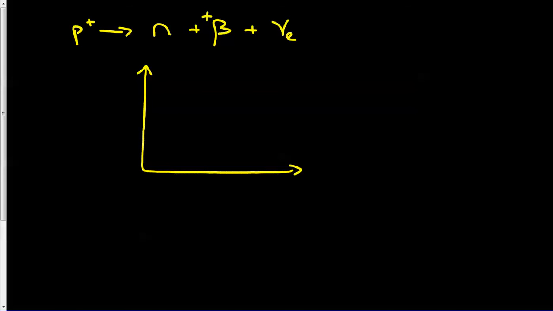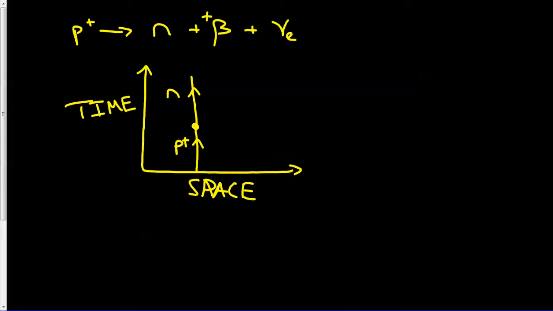Okay, so let's take a look at what that Feynman diagram would look like. So we have space on the x-axis, we have time on the y-axis, we have a proton that is stationary coming into the first vertex, and it's decaying into a neutron. And the messenger particle for that decay must be a W minus, W plus, or Z boson, which we'll decide in a moment. We have a positron, a beta plus particle, and then it is also an electron neutrino.